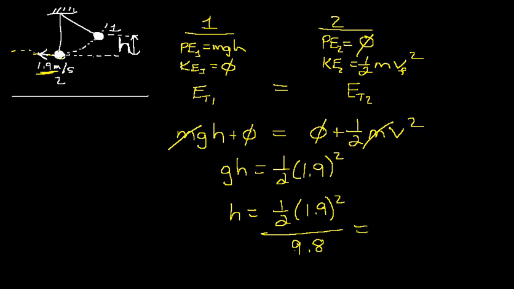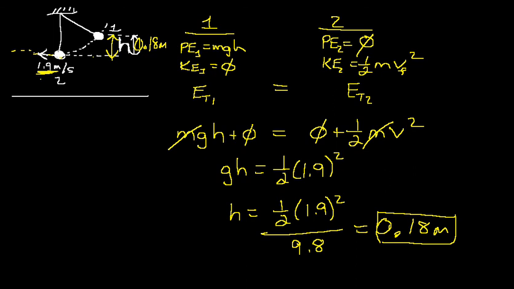And if you do that, you will find that to be 0.18. Oh, I'm sorry about that. 0.18 meters. That 0.18 meters is how high the pendulum bob was when it was released. If you're given this information, you can find the height. You don't even need to know the mass.